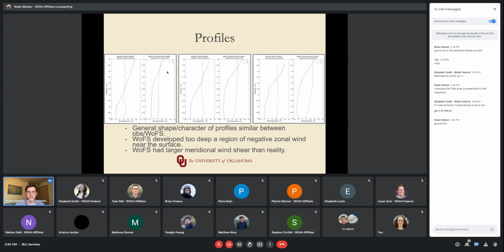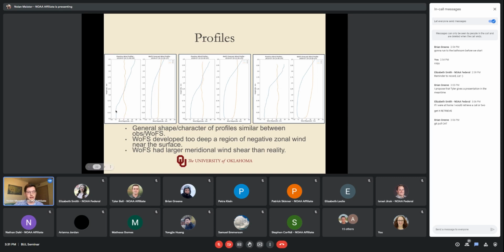So you can kind of take them as 3, 2, and 1 hours before. The general shape and character of the profiles was pretty similar between observations and WAFs. We're kind of in the right general vicinity. But WAFs had 2 key errors that I think we can see may have influenced how it was initializing boundary layer wind profiles. The first and most noticeable is that WAFs was really developing too deep a region of this backed surface U component.